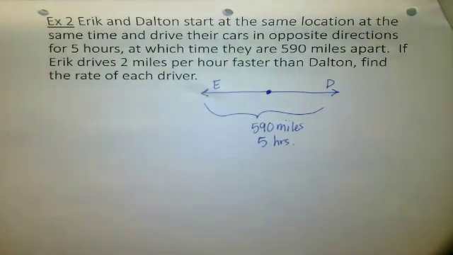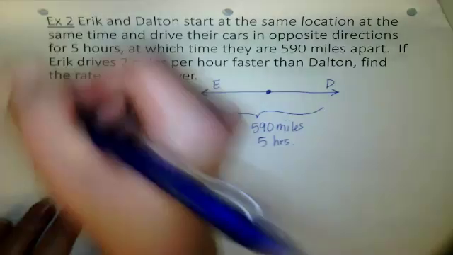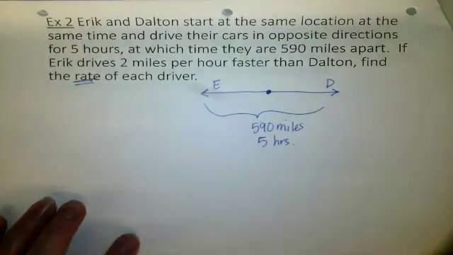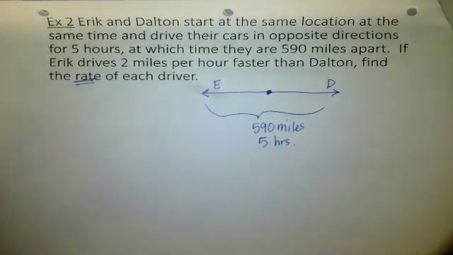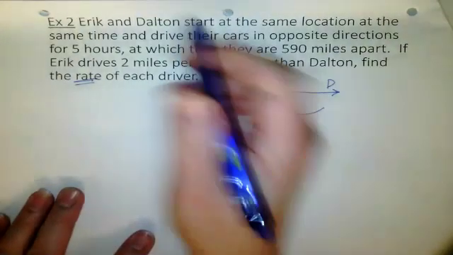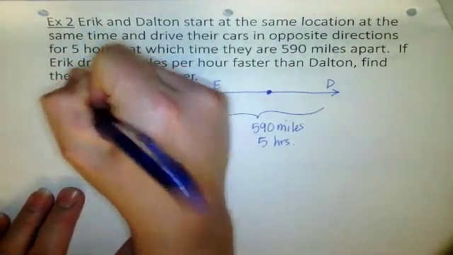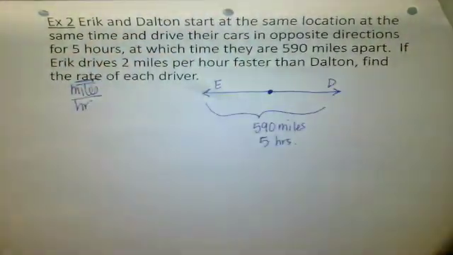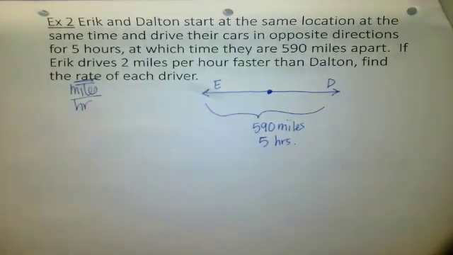590 miles apart in 5 hours. All right. If Eric drives 2 miles per hour faster than Dalton, find the rate of each driver. First of all, find the rate of each driver. What is rate? What are they talking about? Miles per hour. Yeah, definitely miles per hour. So, speed. Good. What do you know about distance and rate and time?